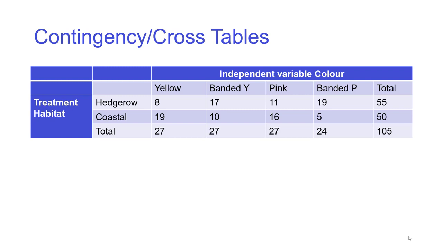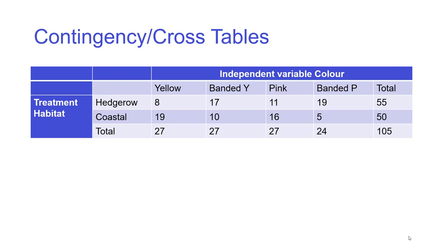In this case, these snails are called Cepaea nemoralis. They come in yellow and pink colours, with bands on them and without bands on them. So you have yellow, banded yellow, pink, banded pink. You find them in the hedgerow and the coast. So you can sum up, counting how many you find in each of the different areas. You can total the number for hedgerow and the number for coast.